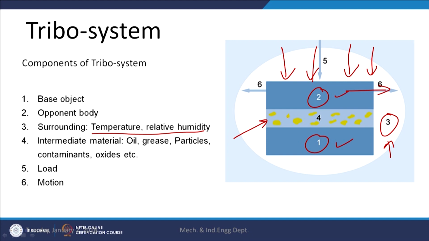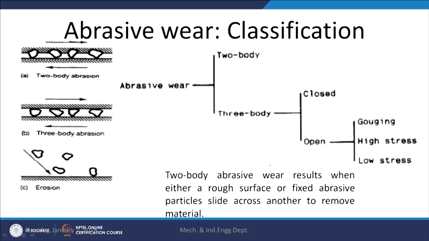There is something present in between the two, so that they can be isolated from each other to avoid direct metal to metal contact, or some other kind of particles are present, like in abrasive wear. These can be there in the form of particles. So, these are the typical tribo systems.